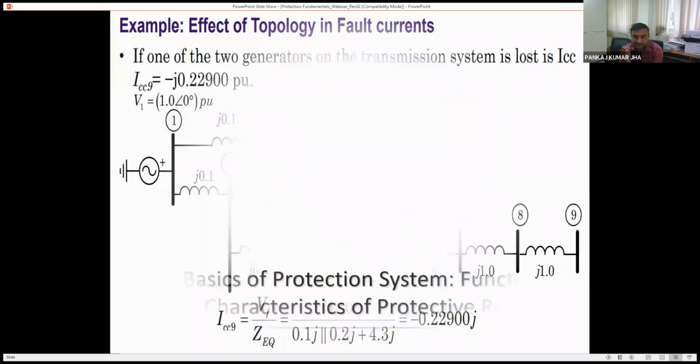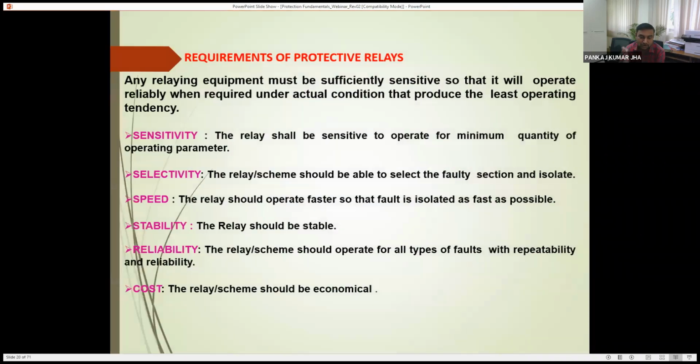But at the same time, the system must be so secure that it should not operate for load current. Suppose in some cases my load current is 100 ampere and the minimum fault current is 110 ampere. The system should properly discriminate between 100 ampere and 110 ampere. And this is the sensitivity of the protection system. Next, the selectivity. Selectivity means the relay should be able to select only the faulty section and isolate only the faulty section. Under no circumstance should my relay isolate the non-faulted section. I am going to give a detailed description of selectivity in the upcoming slides.